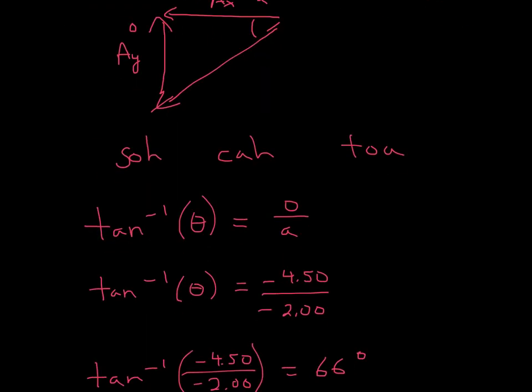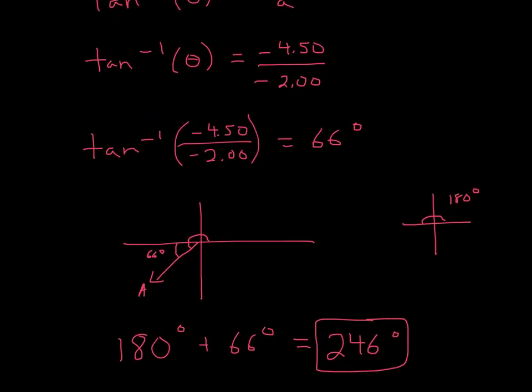So we go back down, and we have 66 degrees. 66 degrees is just this angle right here. And half a circle is 180 degrees. So all we have to do is add 180 degrees plus this 66 degrees, and we get 246 degrees. So that will be your final answer, and I hope that helped, and thanks for watching.